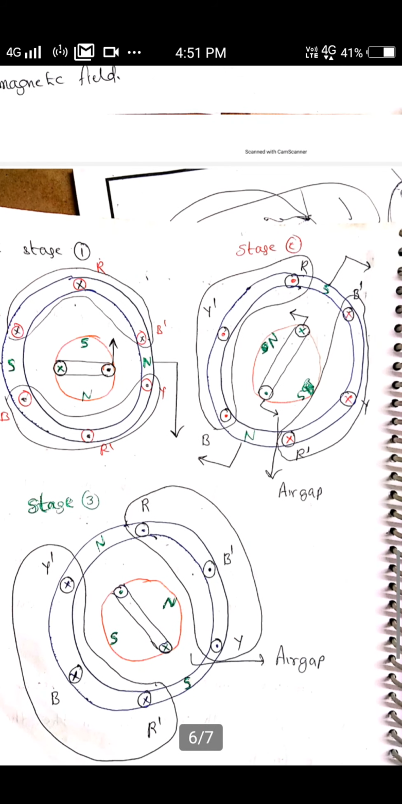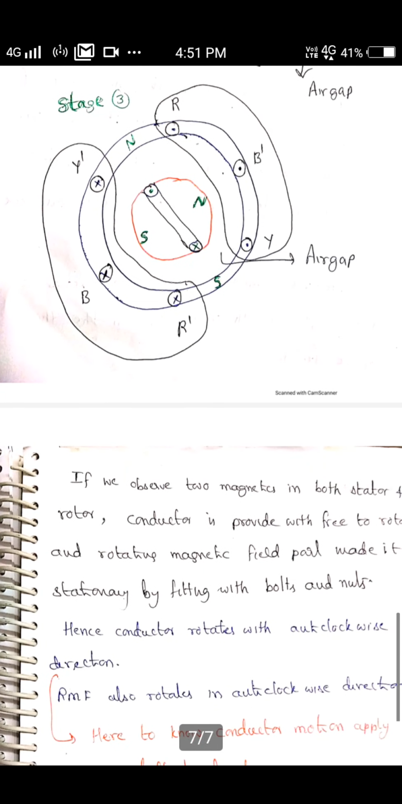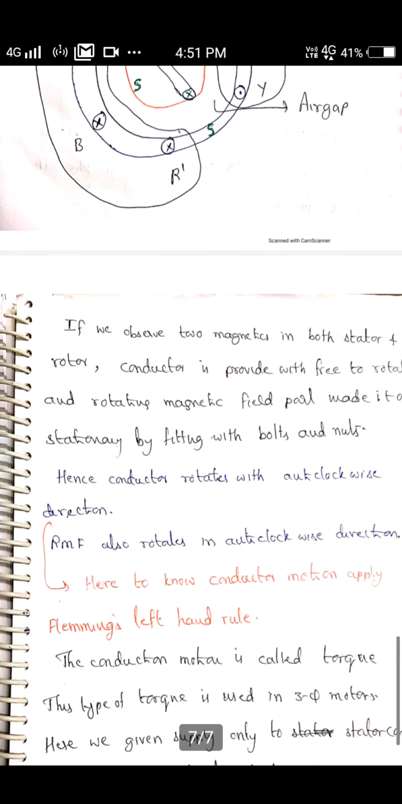Same you observe in stage 2. There also magnets are forming, and I considered only that conductor. At stage 3 also I consider only this conductor. Observe here how the conductors are also moving in the clockwise direction. These rotational forces are called torque.